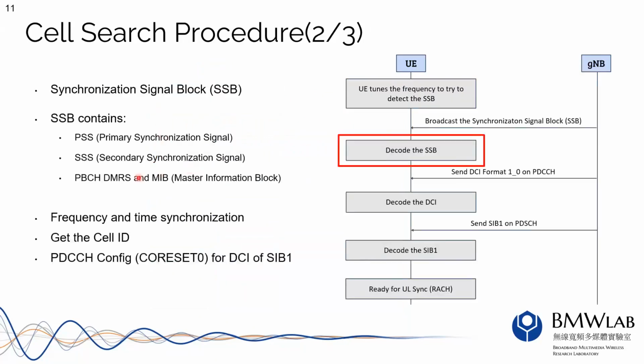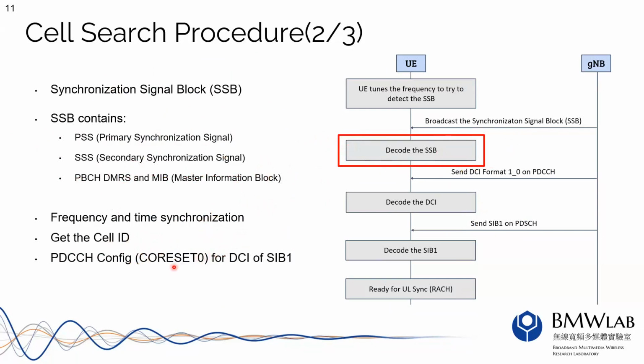Okay, and let's see what is in the SSB. SSB is called synchronization signal block, and it contains PSS, the primary synchronization signal, and the secondary synchronization signal, and the PBCH and master information block. After the UE decodes the SSB, the UE can reach frequency and time synchronization, and the UE gets the cell ID of its current cell.